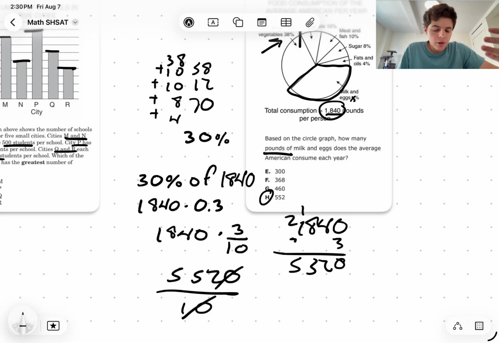Another thing, you could have probably just realized, 30% of 1,840, that has to be roughly 550, right? Just thinking about it logically. So you didn't even really need to calculate that, but just to prove that you can.